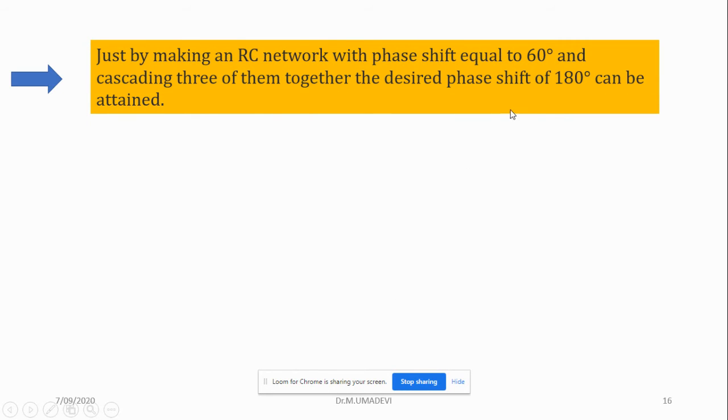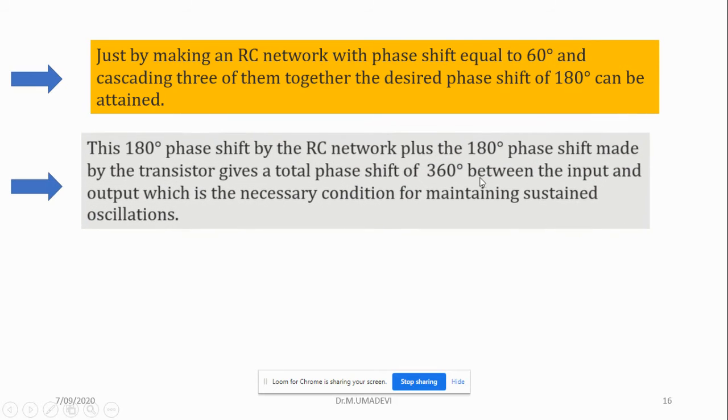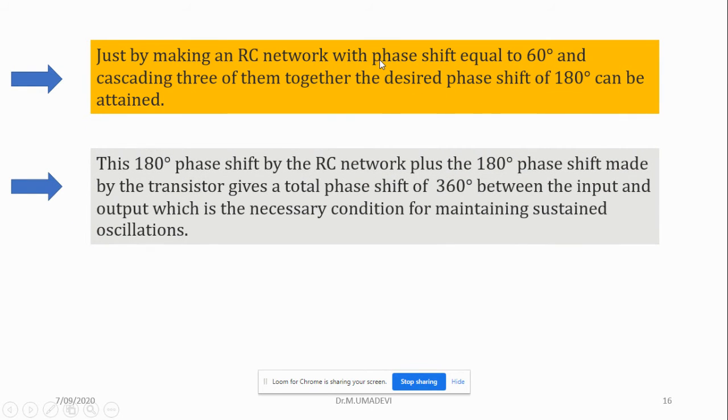Next we'll see the three stages of the phase shift oscillator. What will happen when we connect the three-stage RC network? In one stage, the phase shift is 60 degree. Then the second stage, it is 120. Third, it is 180 degree. So totally, the network produces 180 degree. And the transistor we use in the phase shift oscillator also produces 180 degree. So totally, the total phase shift will be 360 degree between input and output.